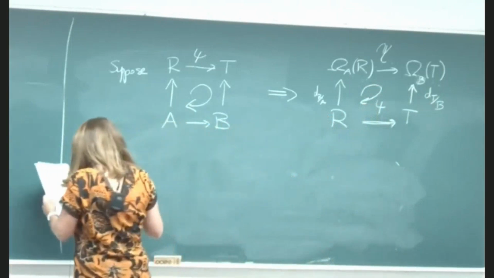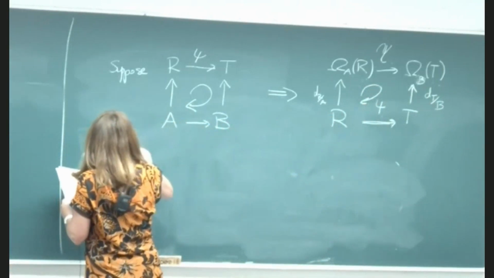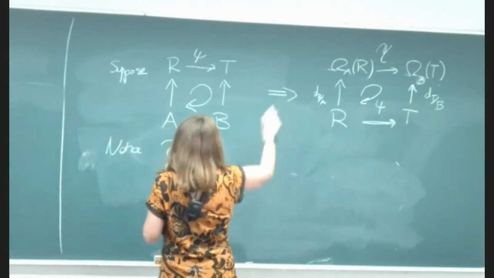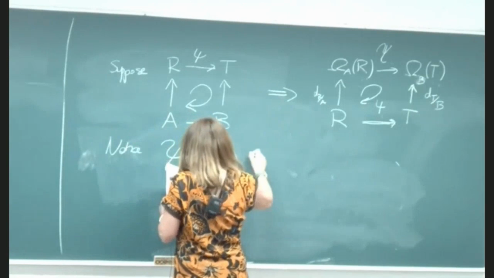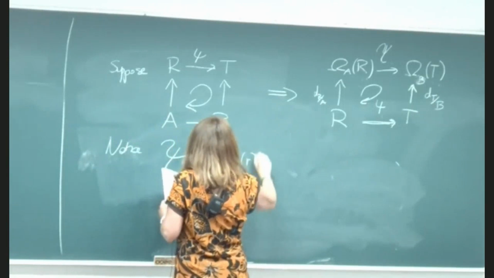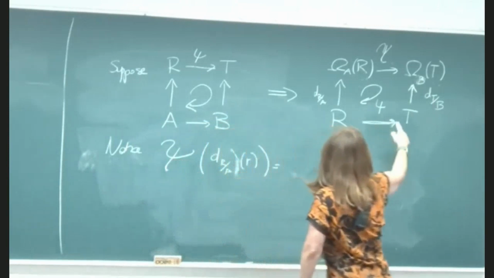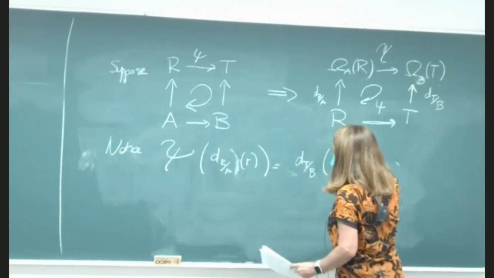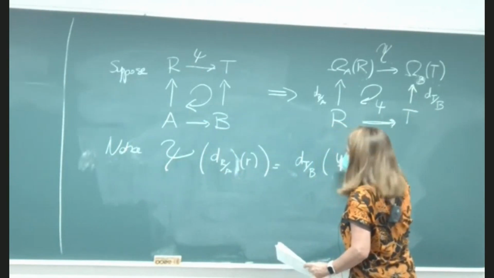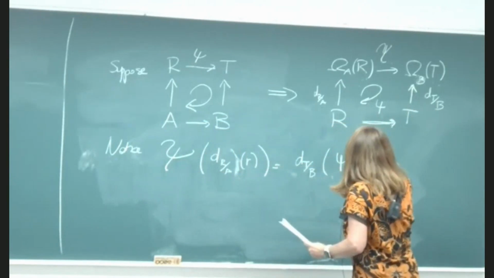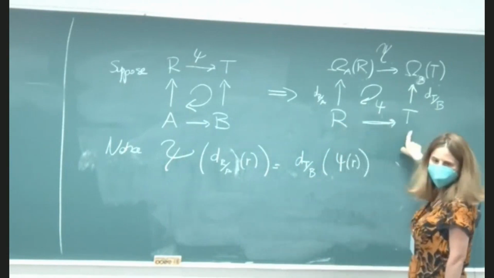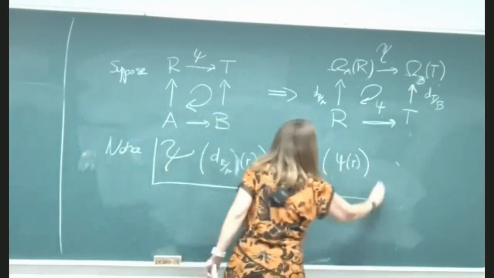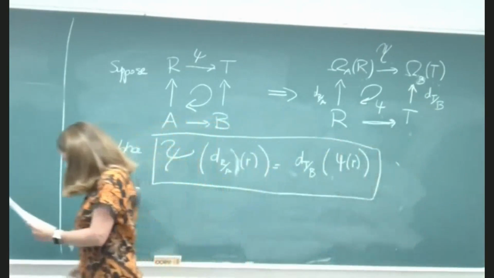So in particular, this tells me that the script phi, composed with the derivation from R to A, applied to any R, is exactly the derivation of TB applied to the old phi, this normal phi, of R. Take an element of R, you send it here. So this is what this tells us. I hope you distinguish the different phi.